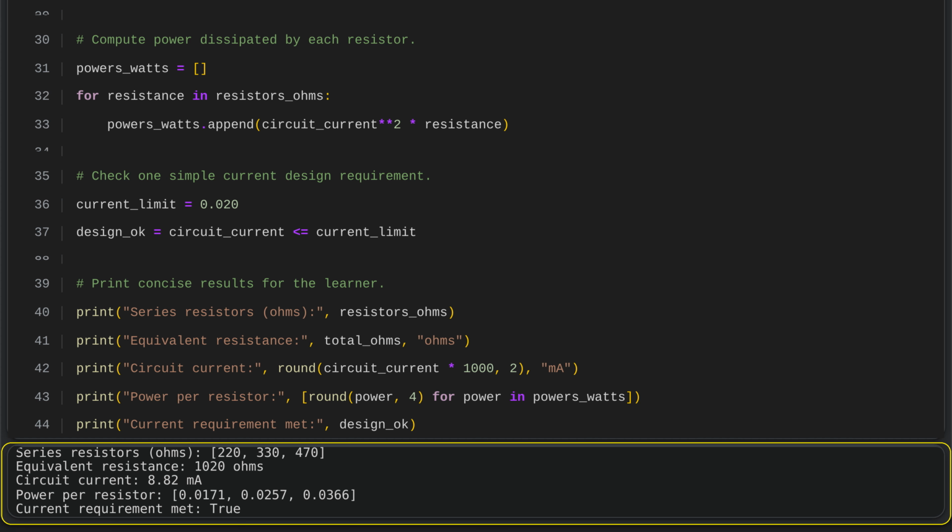The script analyzes a simple series resistor circuit. It adds three non-negative resistor values, 220, 330, and 470 ohms, to find the equivalent resistance, then uses a 9-volt supply to calculate the circuit current. It also finds the power dissipated by each resistor using current squared times resistance, and checks whether the current stays within a 20 milliamp limit. The output summarizes the resistors, total resistance, current, power values, and whether the current requirement is satisfied.